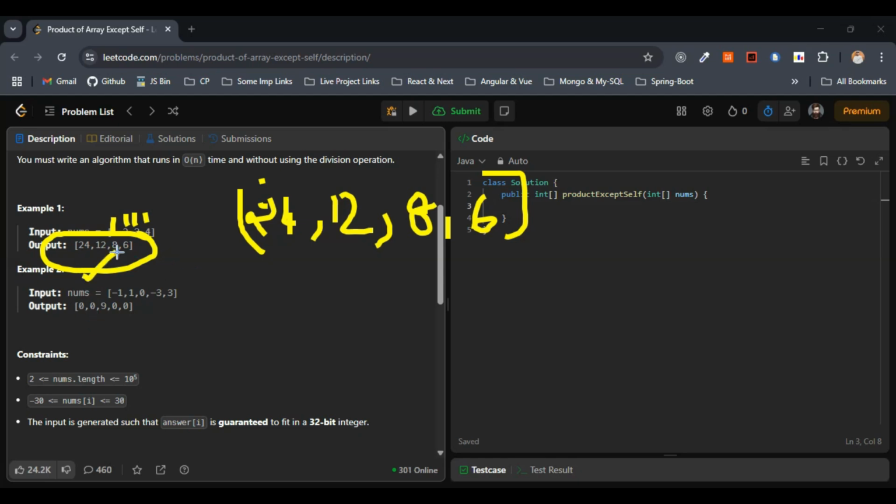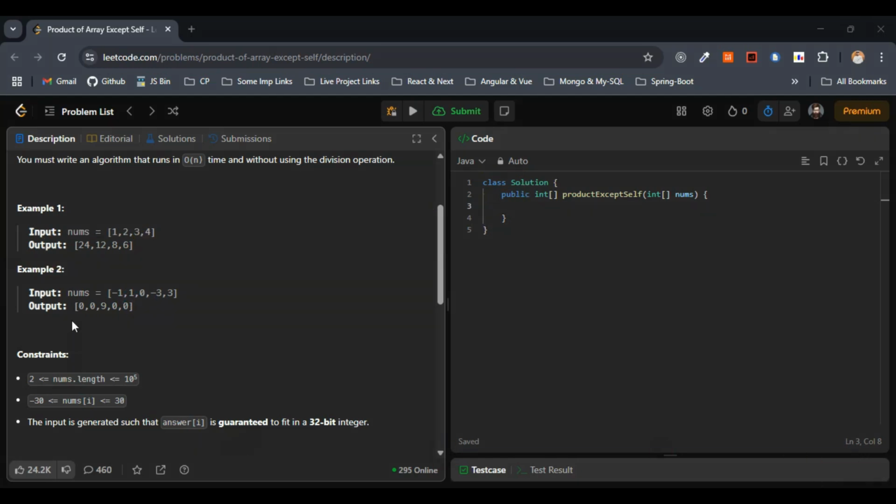Let's come to example 2. We have minus 1, 1, 0, minus 3, 3. We don't have to calculate everything here, because anything multiplied by 0 is 0. Only when excluding 0 do we get one value: minus 1 into 1 is minus 1.